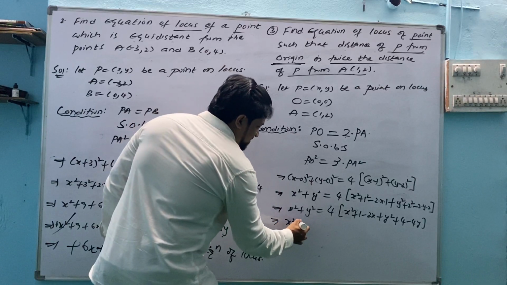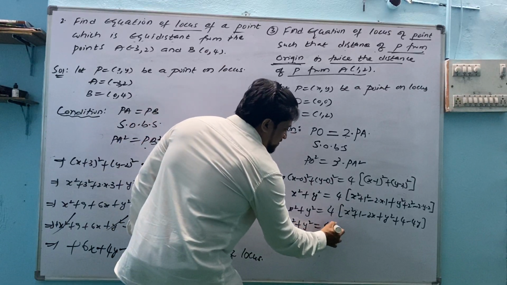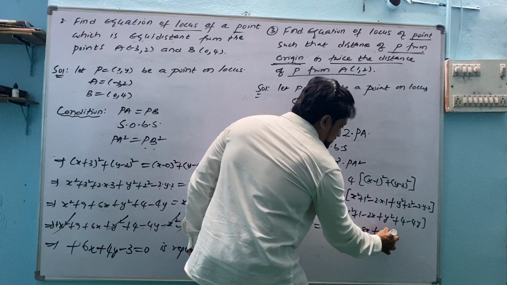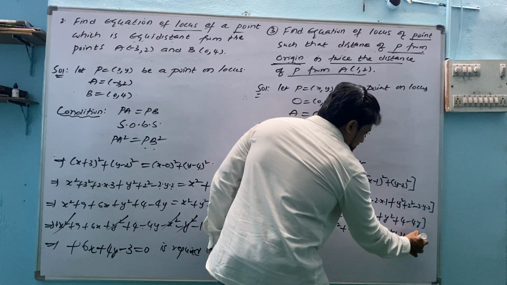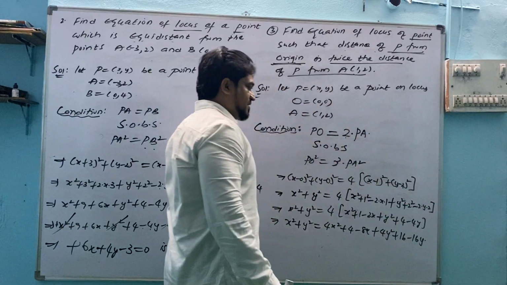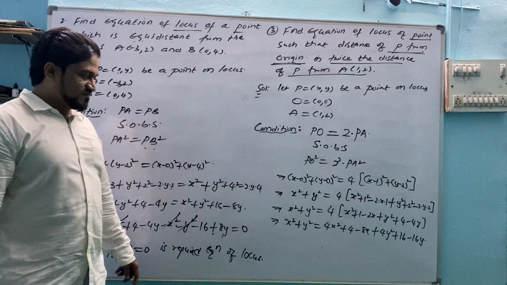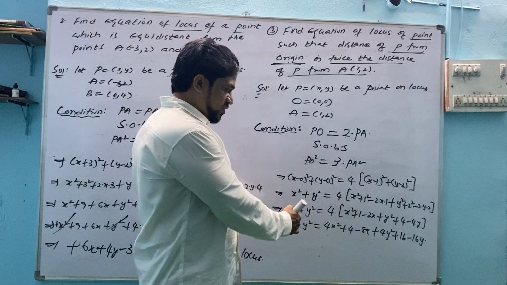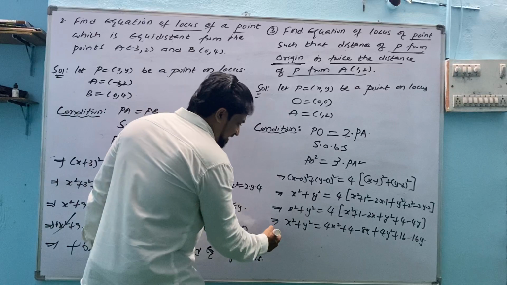Now this is x square plus y square. 4 is multiplied to the first one and 4 is multiplied to the second one: 4 twos are 8, 4 into y square is 4y square, 4 for the 16, minus 4 for the 16y. After writing this, after simplification, there is a big side and a small side. So first we will write the right hand side.